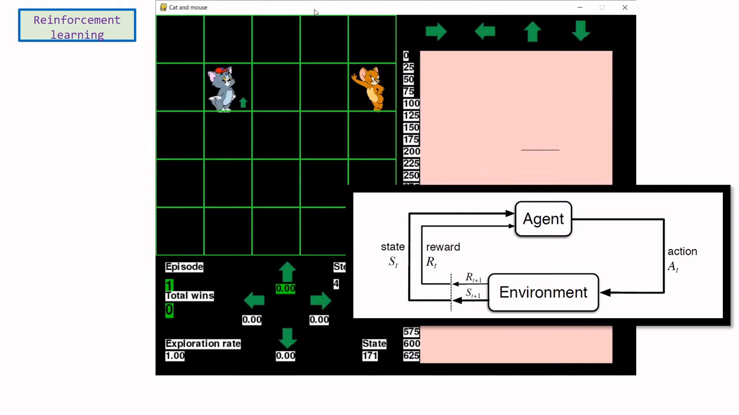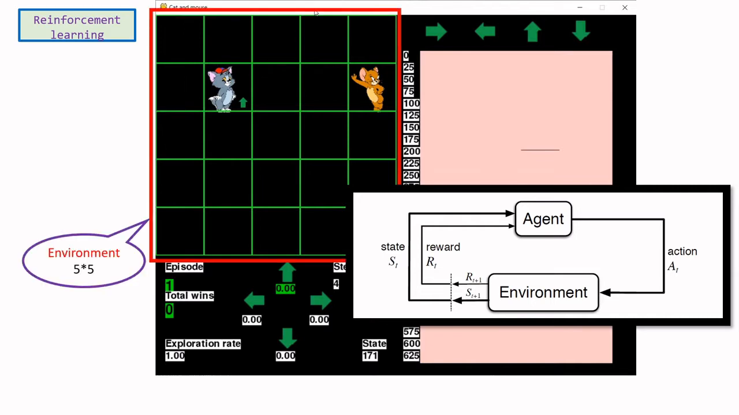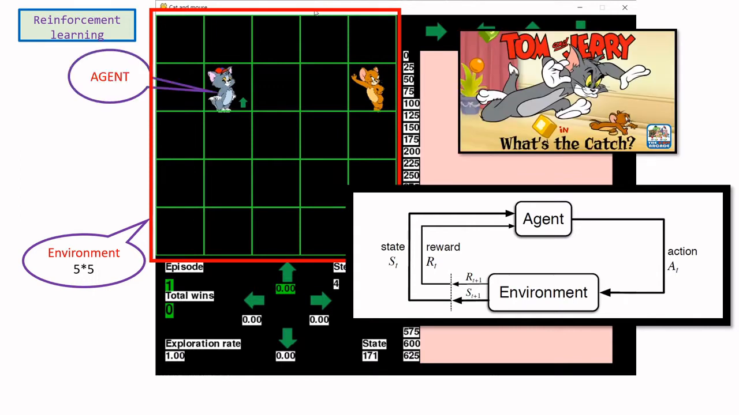Let's understand this with an example. Take the Tom finding Jerry example in this case. Here, the environment is a 5x5 grid. Tom is our agent interacting with this environment. Actions are ways in which Tom can move in this environment. Four possible actions considered here are left, right, up, and down.